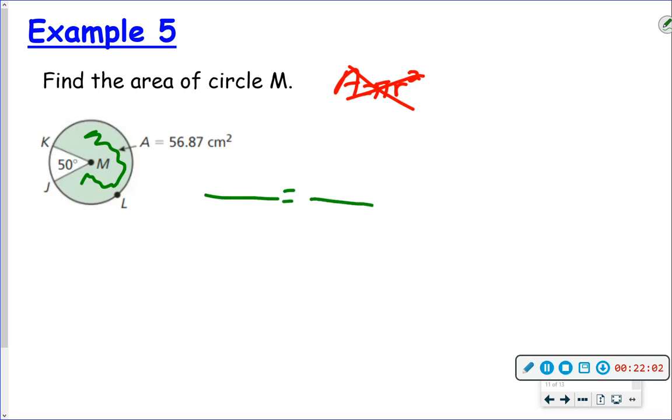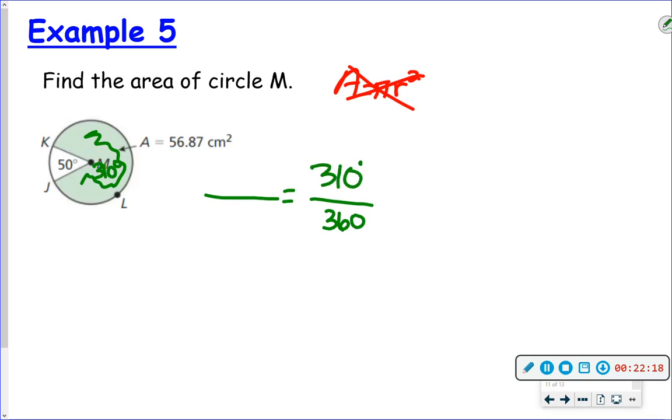Now, of course, 360 never changes. Mine's green, of course, yours is not. But for the green one, I need the angle for the green sector. So if the white angle's 50, what's the green one? 310, because we've got a total of 360.